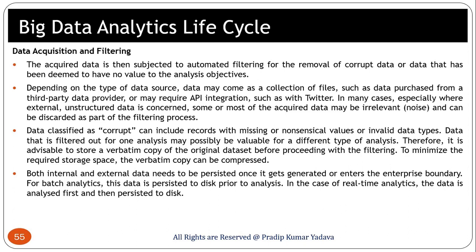Data classified as corrupt can include records with missing or nonsensical values or invalid data types. So data that is filtered out for one analysis may possibly be valuable for a different type of analysis. Suppose some data we have removed, we can also consider that data for other types of analysis, if we are looking at how many records are corrupted from which data source. So we can categorize.